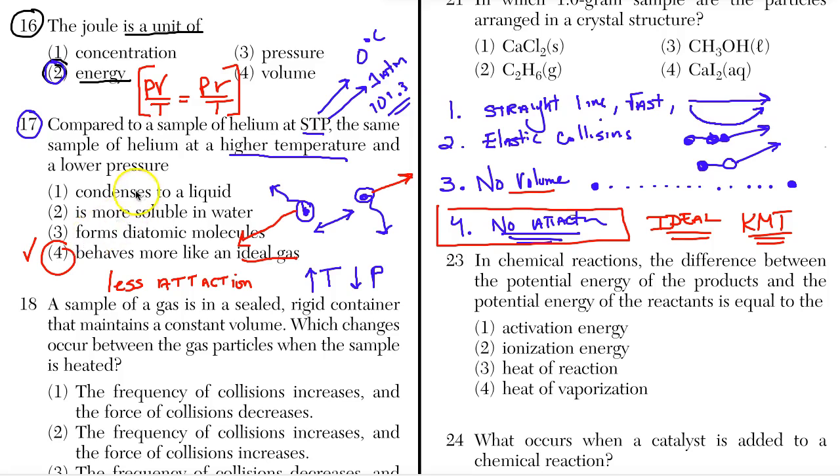And if you look at your other choices, condenses to a liquid: how would gases condense to a liquid? Well, they have to attract each other, and attractions, of course, are what real gases do. More soluble in water means that the gas is attracting water. Forms diatomic molecules means it's bonding to each other. That's not what we're talking about here. Okay, so 17 is 4.